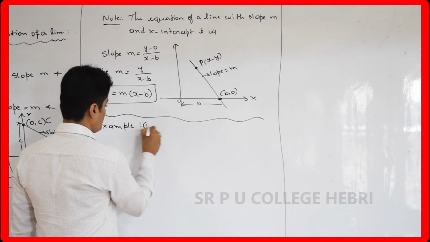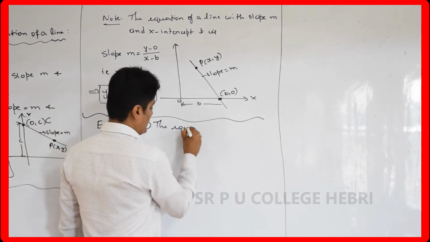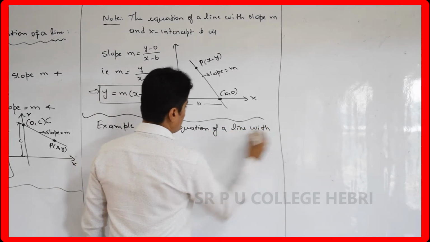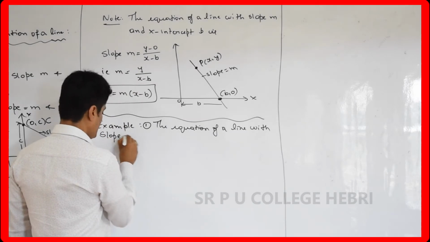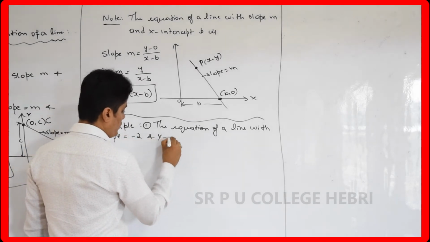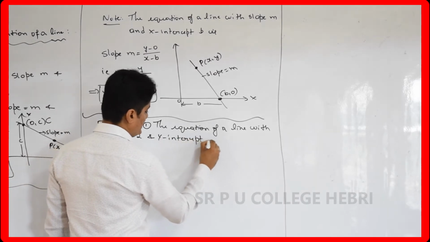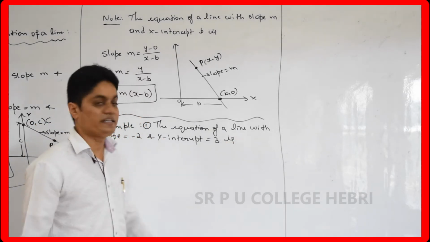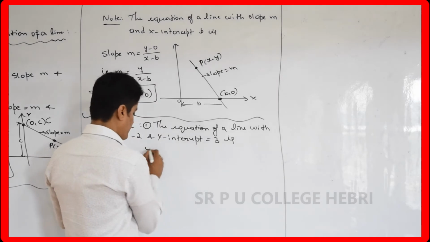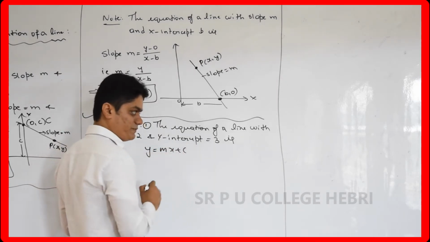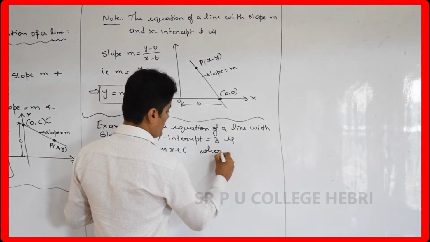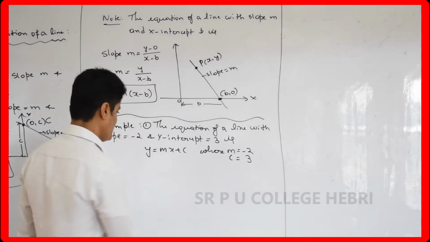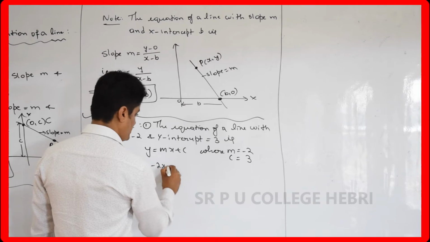First example: the equation of a line with slope minus 2 and y intercept 3 is... Can you tell me what is the equation of the straight line with slope minus 2 and y intercept 3? Here, since the y intercept is given, which formula should we use? We should use y is equal to mx plus c, where m is minus 2 and c is 3, because c represents the y intercept. Substituting, y is equal to minus 2x plus 3.